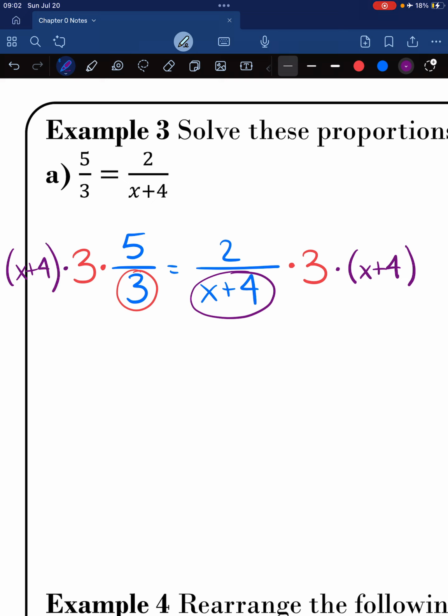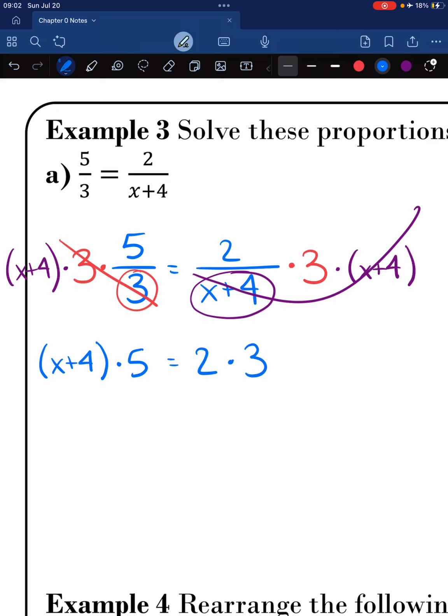We need to be careful with parentheses, right? We need to make sure we put that in parentheses. And hopefully what we notice, the 3's cancel out on this side. The x plus 4 and the x plus 4, I'm going to do kind of weird cross, cancel out on this side. What we end up with is x plus 4 times 5 on the left and 2 times 3 on the right, which is just basic cross multiplication. 2 times 3, I ended up here. 5 times x plus 4 on the left.